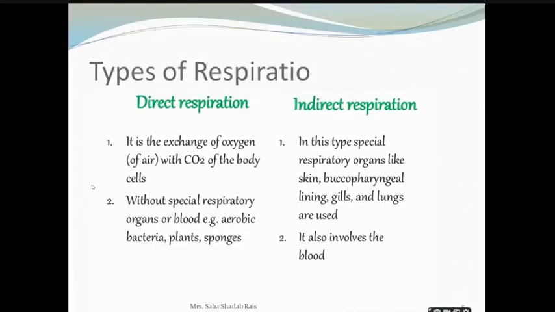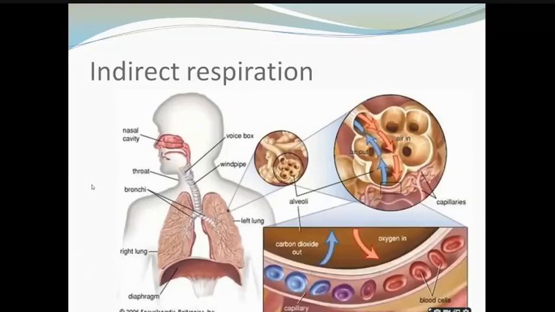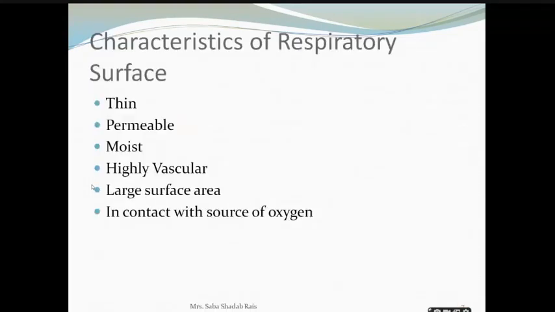Then we have learned the direct respiration. Respiration occurs without the aid of a respiratory organ, and indirect respiration occurs with special respiratory organs. Then thereafter we have learned the characteristics of the respiratory surface. So this is all in general about the respiration.